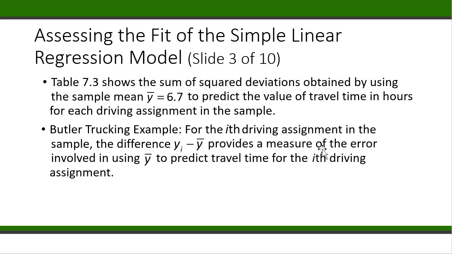So restating what we just saw, if we look at table 7.3, it shows you how you get the sum of square deviations. Right? We're using our average y to predict the travel time in hours for each driving assignment in the sample. So if we want to know the difference for the ith driving assignment, we just take that particular observation minus our y mean. So that's the measure of the error involved using y mean to predict that travel time.